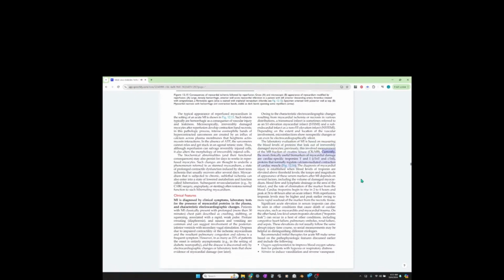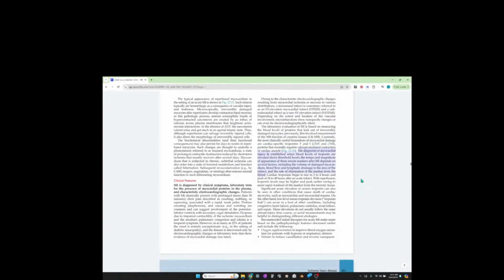Currently, the most clinically useful biomarkers of myocardial damage are cardiac-specific troponins T and I, proteins that normally regulate calcium-mediated contraction of cardiac muscle. The diagnosis of myocardial injury is established when blood levels of troponin are elevated above threshold levels. The tempo and magnitude of appearance of these serum markers after MI depends on several factors, including the volume of damaged myocardium, blood flow and lymphatic drainage in the area of the infarct, and the rate of elimination of the marker from the blood.